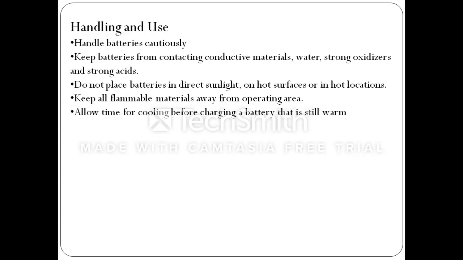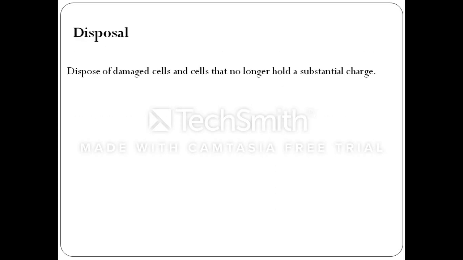Then handling and use. Handle batteries cautiously. Then keep batteries from contacting conductive materials, water, strong oxidizers, and strong acids. Then do not place batteries in direct sunlight, on a hot surface, or in hot locations. Then keep flammable materials away from the operating areas. Then allow time for cooling before charging a battery that is still warm. Then disposal: dispose of damaged cells and cells that no longer hold a sustained charge.